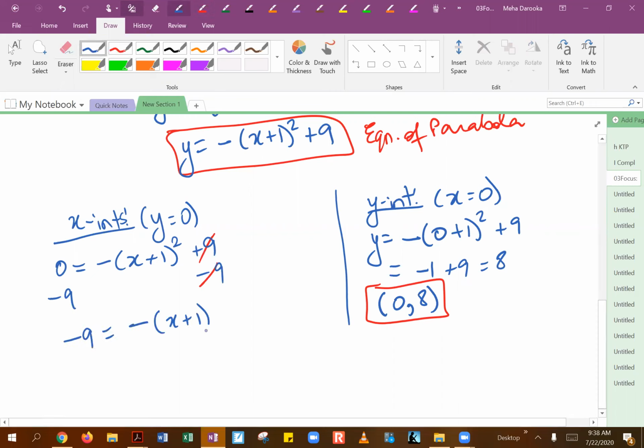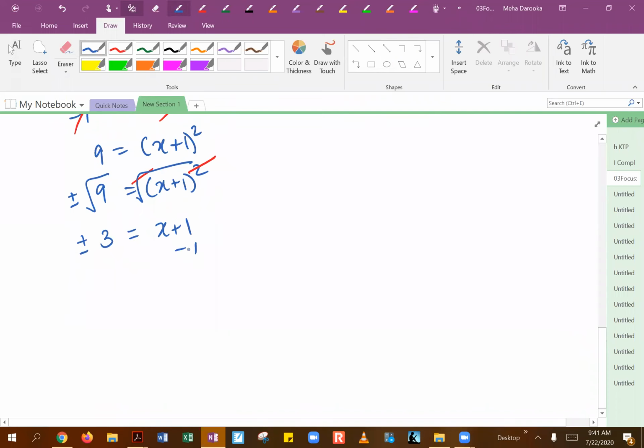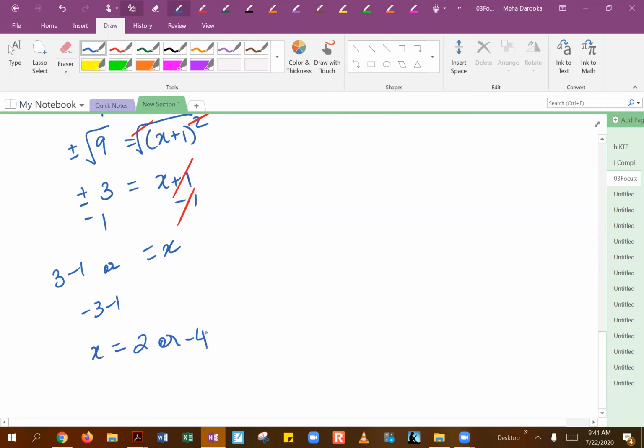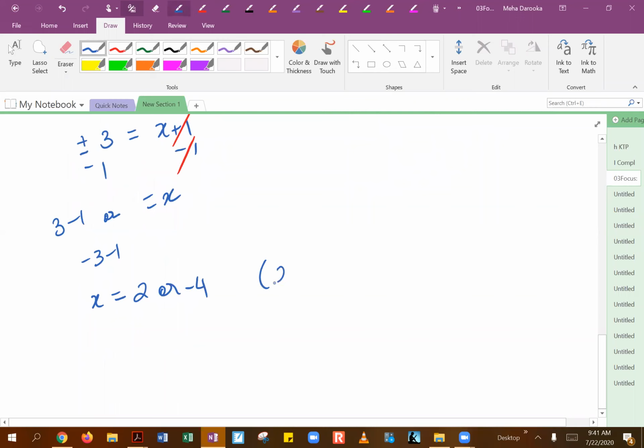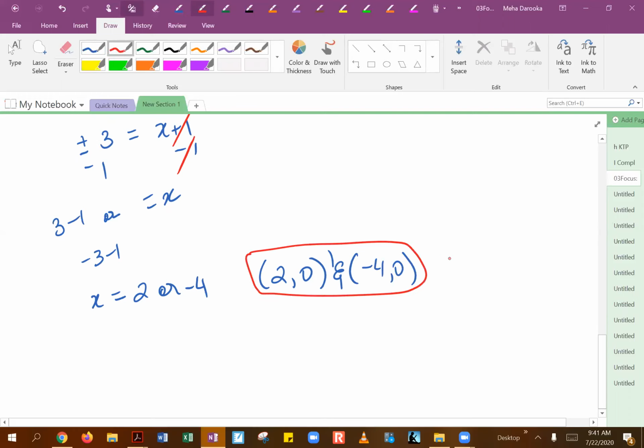So what happens in this case is the square root of 9 is 3, and that becomes positive and -3, and then we get x plus 1 over here. So when you subtract that 1, you're going to come up with two different answers, because you would have +3 minus 1, or you would have -3 minus 1. So that would basically end up giving us x equals +2 or -4. So as ordered pairs, that would be (2, 0) and (-4, 0) for our x-intercepts.